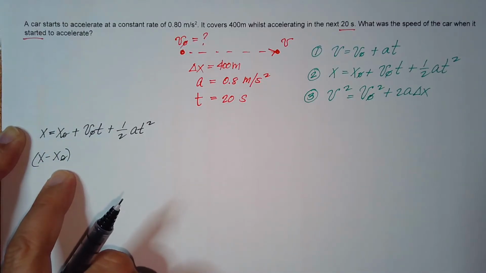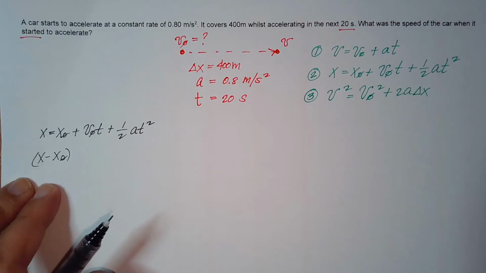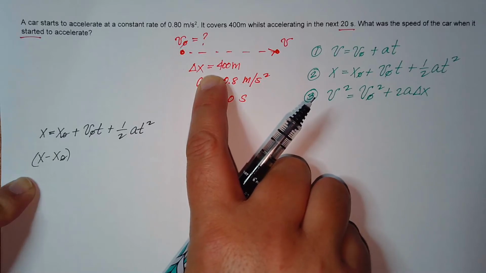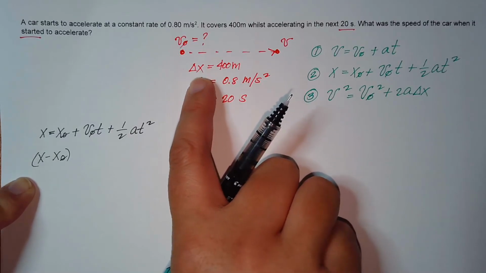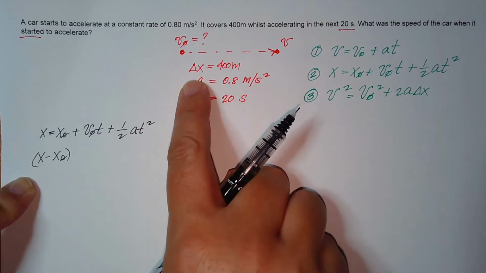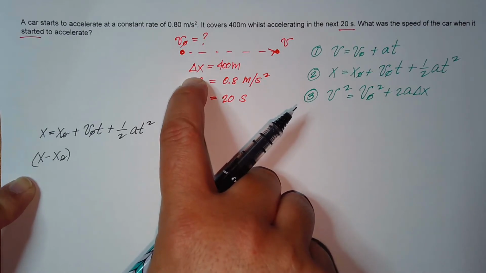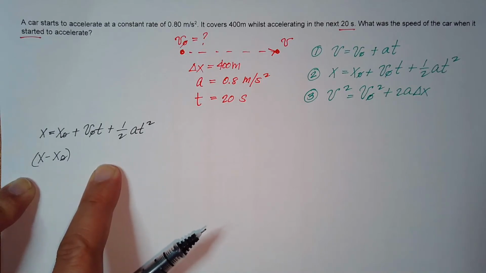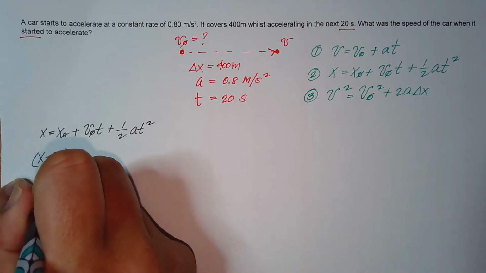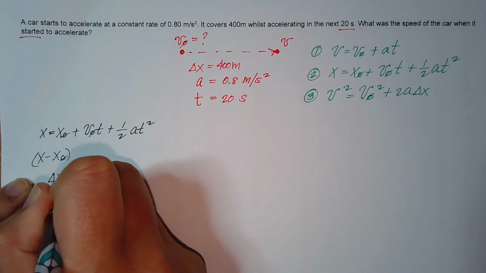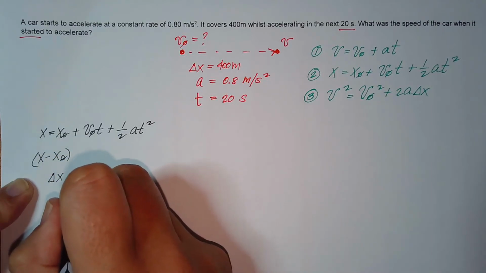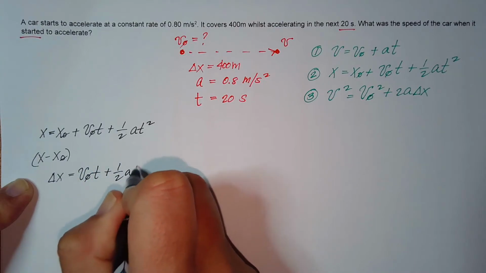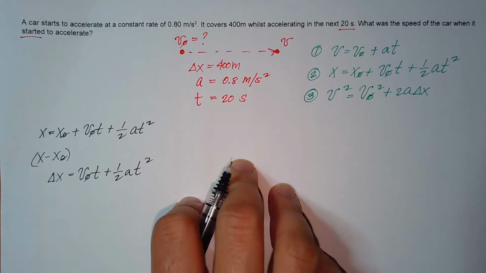x minus x naught is equivalent to a change in position. Looking at what's stated in my problem, I do know that there is a displacement, or change in position, which is 400 meters. So I can rewrite x minus x naught as delta x, which is my displacement, equivalent to v naught multiplied by t plus 1/2 a t squared.